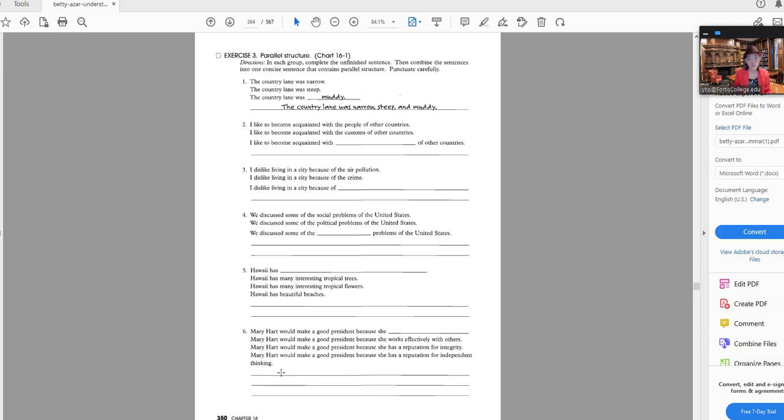So you have one independent clause. She has a reputation for integrity, another independent clause, and she works effectively with others, another independent clause. When we write our thesis statement, we have independent clause and independent clause. So that becomes parallel structure. This is what I mean when I tell you that when you write your thesis statement, you need to use parallel structure.